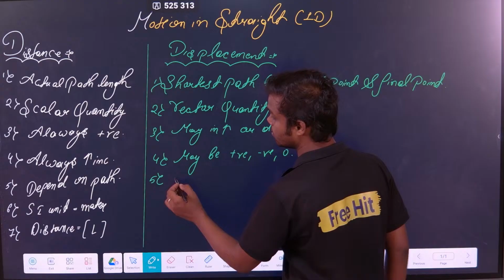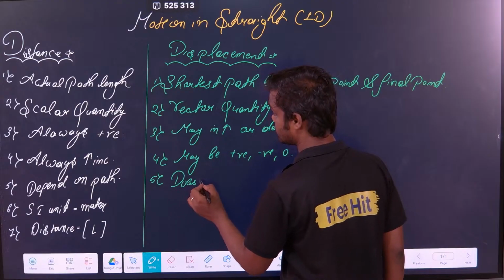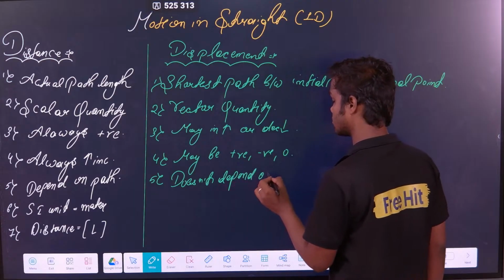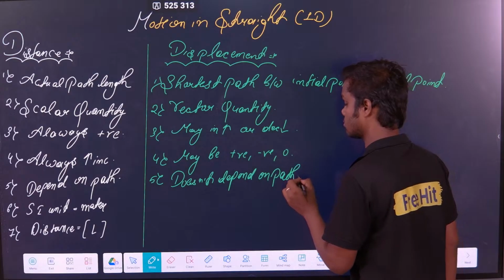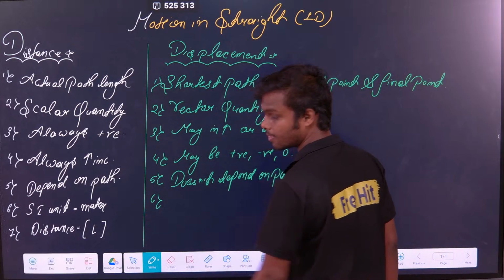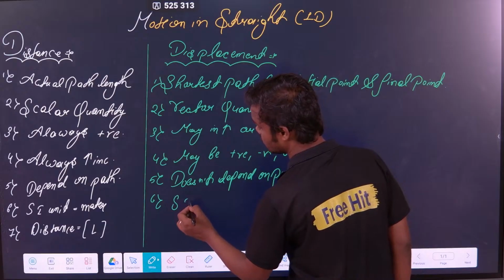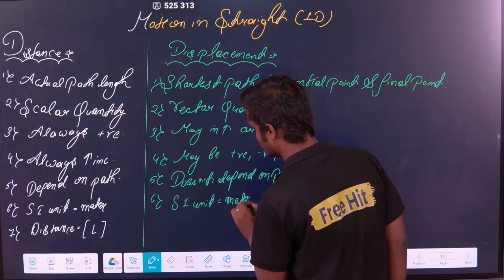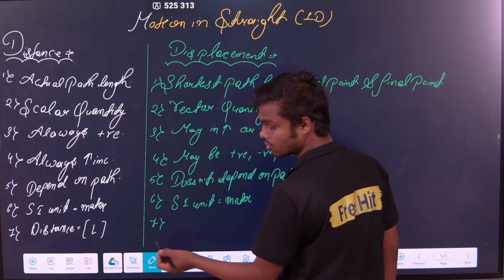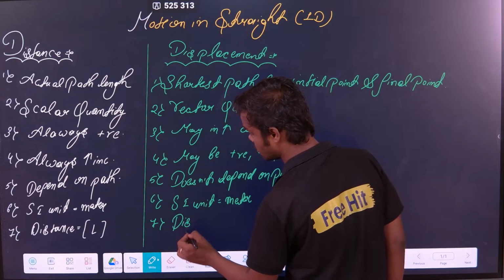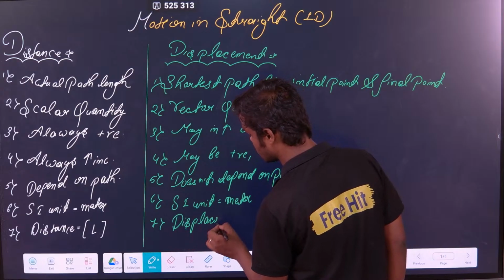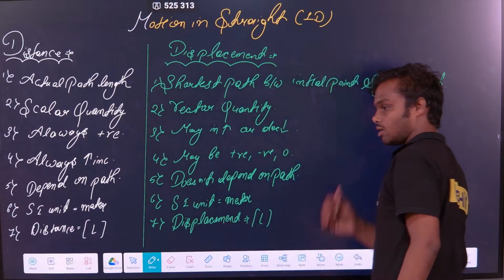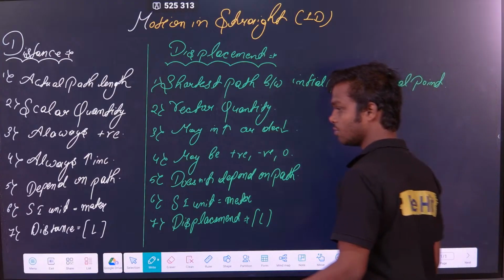Fifth thing, it does not depend upon the path. And sixth thing, what is the SI unit? The SI unit is the same, meter. And if you talk about the dimension of displacement, the dimension is again the same. But what are the important differences?